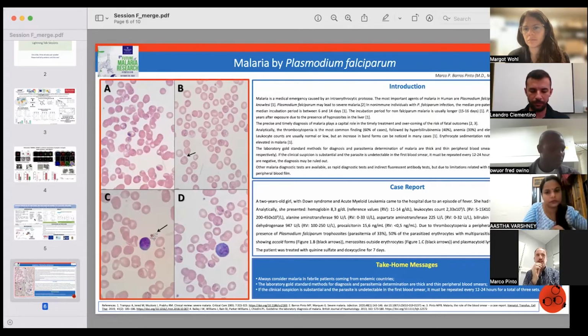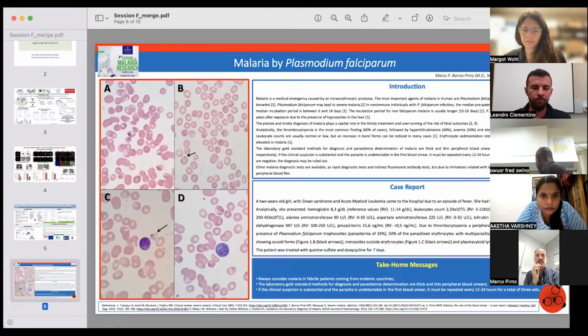The precise and timely diagnosis of malaria plays a capital role in the timely treatment and overcoming of the risk of fatal outcomes. Analytically, thrombocytopenia is the most common finding, followed by hyperbilirubinemia, anemia, and elevated hepatic aminotransferase. Leukocyte counts are usually normal or low, but an increase in band forms can be noticed in many cases. Erythrocyte sedimentation rate, C-reactive protein, and procalcitonin are also elevated.